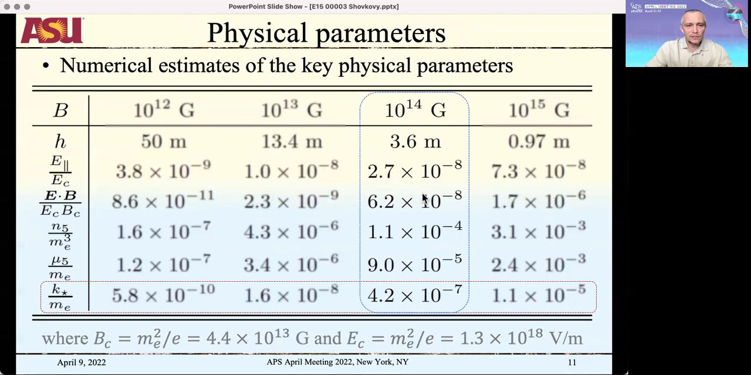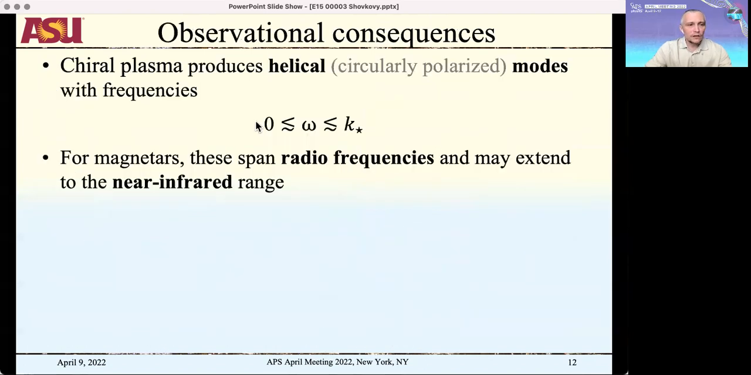For the pulsars with different values of magnetic fields, the key parameters that have been discussed are given in this table. Skipping this, I will concentrate on the physics implications of the chiral plasma instability in such gap regions of the pulsars. Because of the chiral plasma instability, we know that the helical modes will be spontaneously generated. The range of frequencies in which they are induced spontaneously will be spanning a wide window of frequencies between radio and infrared, near infrared range.